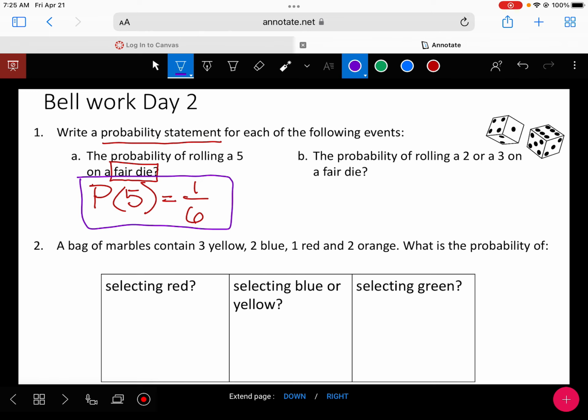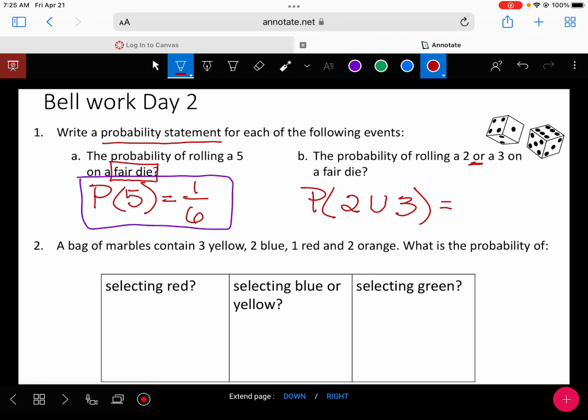Now let's think about this. The probability of rolling a 2 or a 3 on a fair die. So here we go. Probability of rolling a 2 or. Now, what symbol did we use for or yesterday? Was it the U shaped or was it the N? It is the U. Think of union. We are for the union, and 4 has the word or in it. So the probability of 2 or a 3 on a fair die. Okay? So we are for the union.